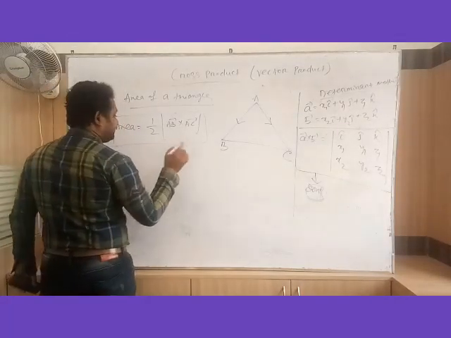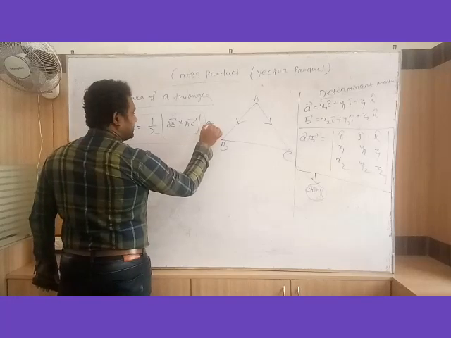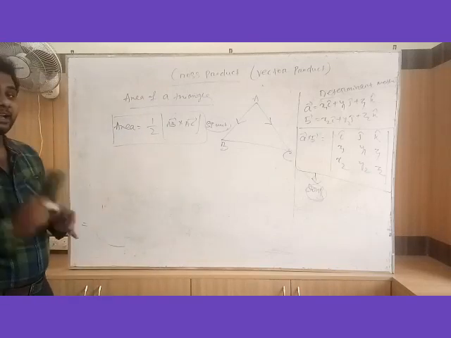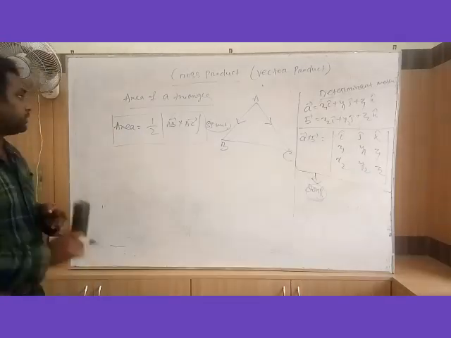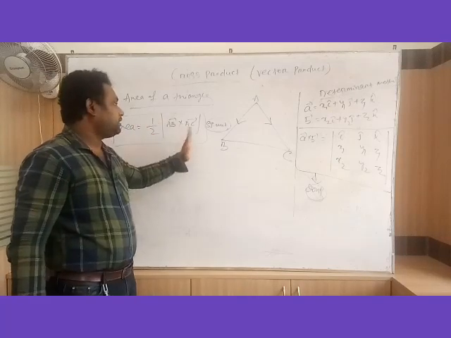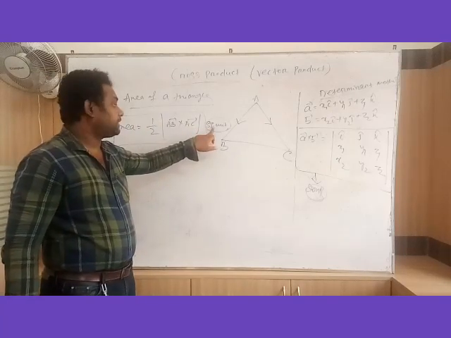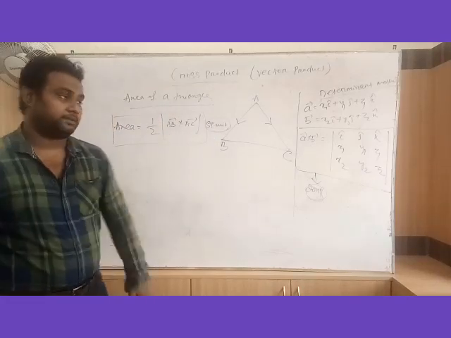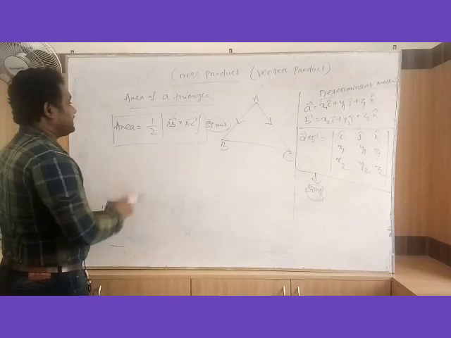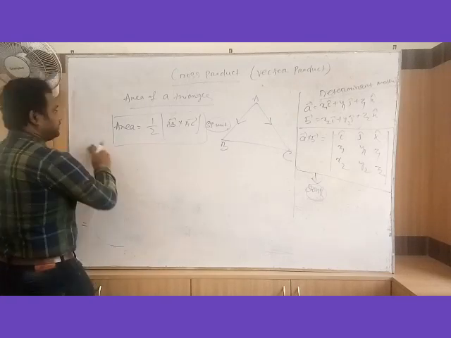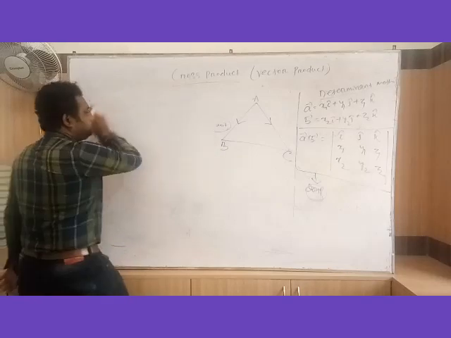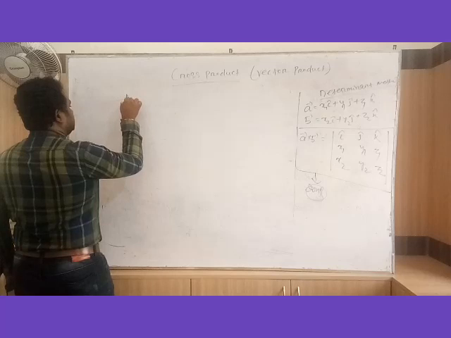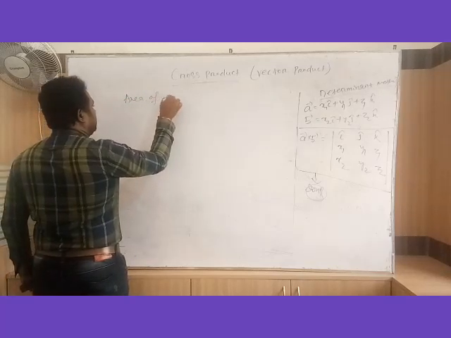And lastly, don't forget to write the unit, square unit. Since you are finding an area, you have to mention square unit at the end. If you don't mention the unit, you will be deducted half a mark. Okay. This is the area of a triangle. Then come to the area of a parallelogram.